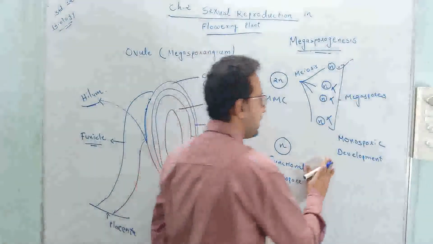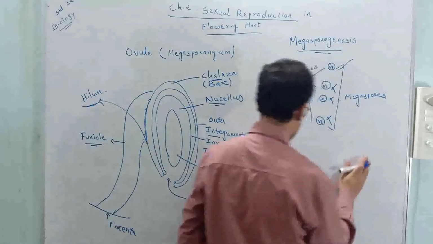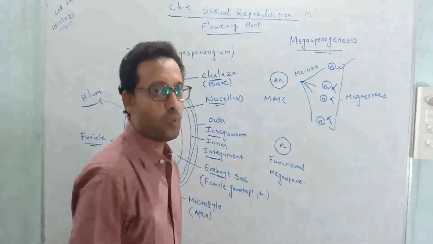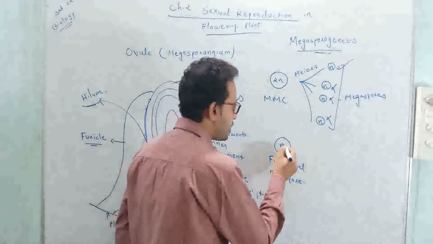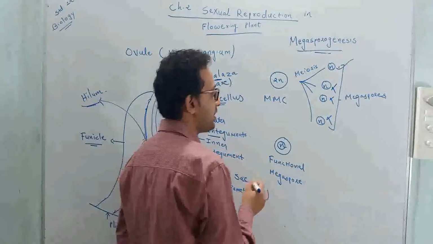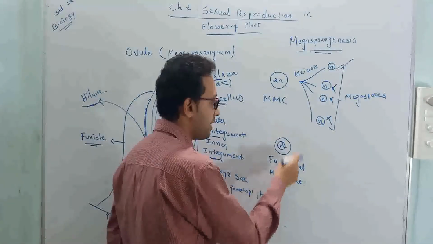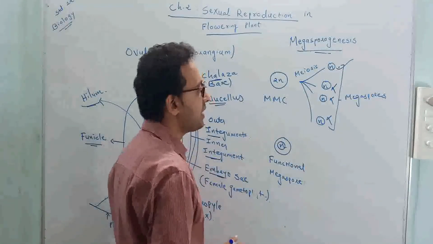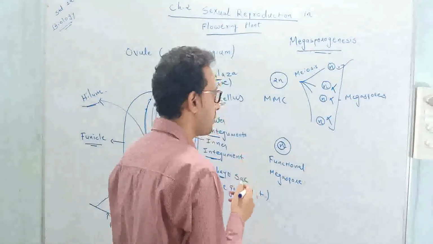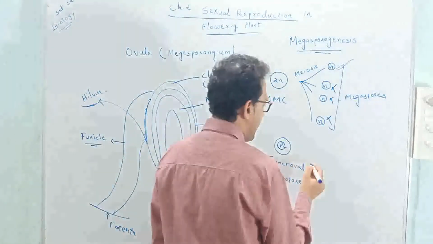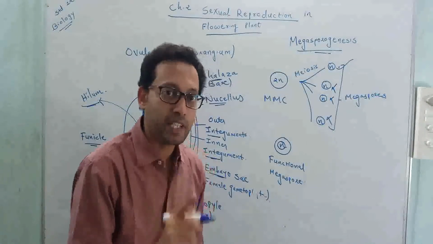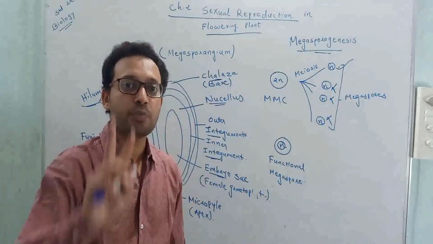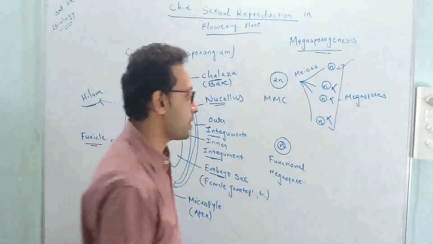Okay, now you know that this is a functional megaspore. What happens to it? This functional megaspore is a cell, and it contains a nucleus. The nucleus contains n number of chromosomes. Now they divide by a process called mitosis. Mitosis means how many daughter cells are produced? 2 daughter cells are produced.